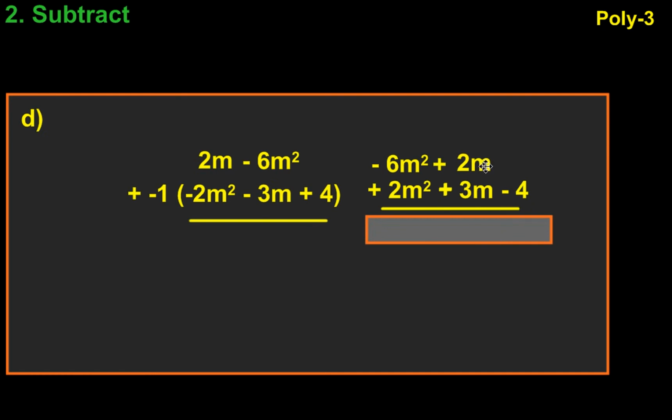And now that I have that, I can go ahead and actually do my addition. So negative 6 and plus 2 gives me negative 4m squared. 2 plus 3, 5. And since I'm doing nothing with the negative 4 over here, I can just bring it down.